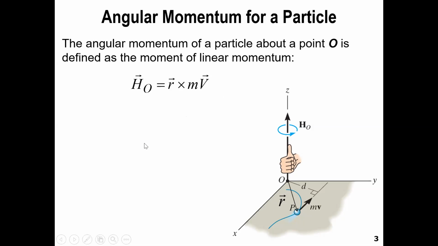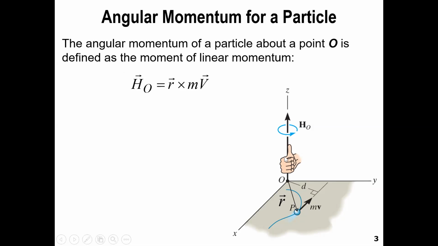So angular momentum can exist if you have a particle moving with a velocity. And as you see here, the angular momentum is defined as a cross product. The cross product of two vectors is going to be another vector perpendicular to the two. So if r is in this direction and mv is in this direction, for r cross mv you use your right hand rule, going from r to the direction of mv. Your thumb shows the direction of h.